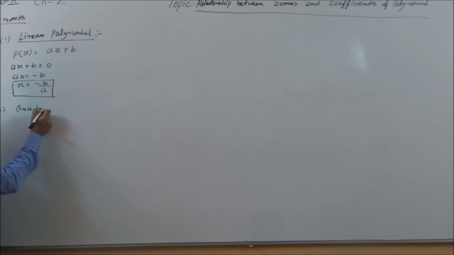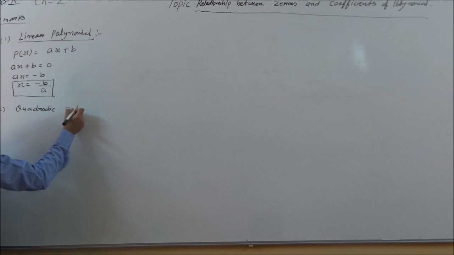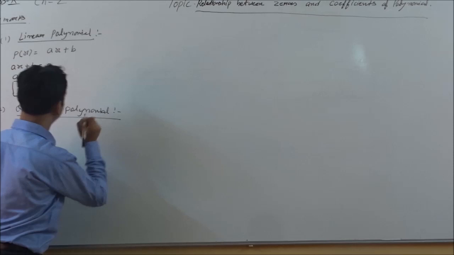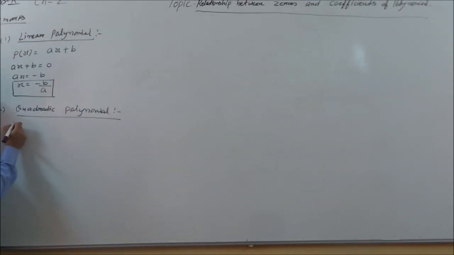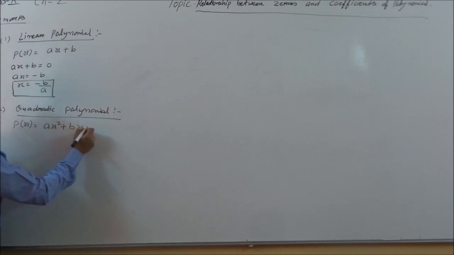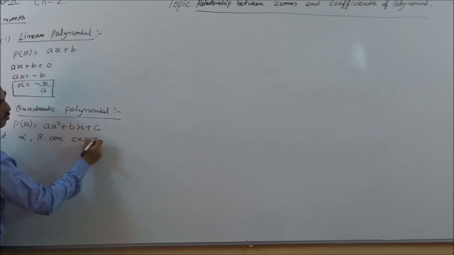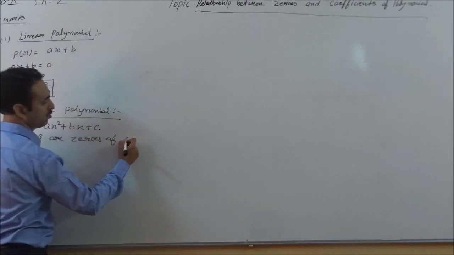Now we will discuss the quadratic polynomial. For a quadratic polynomial, the standard form is ax square plus bx plus c. So we know how many zeros a quadratic polynomial has: 2. Let's say alpha and beta are the zeros of the quadratic polynomial.